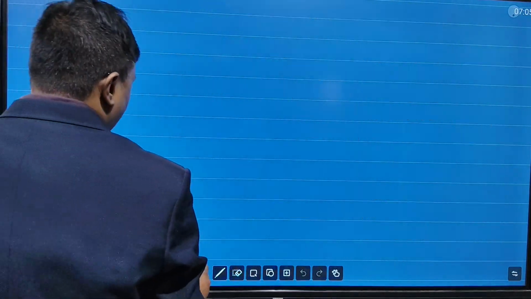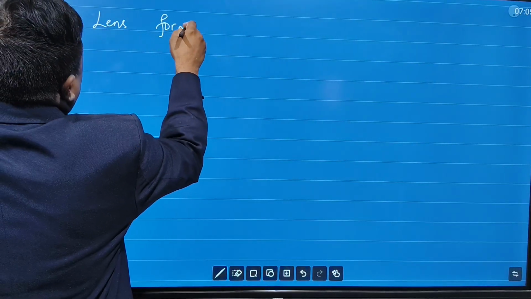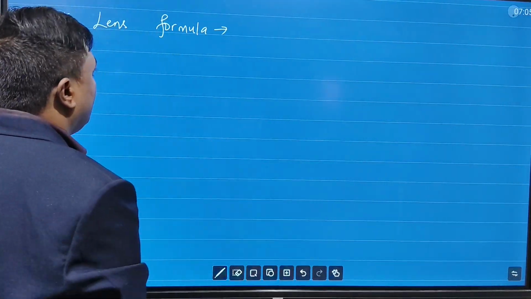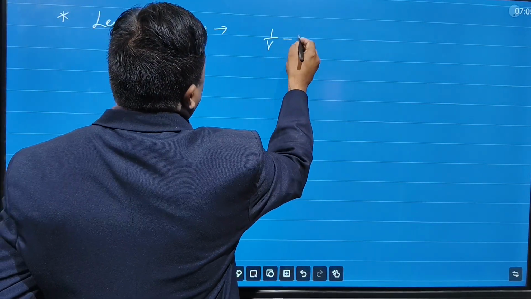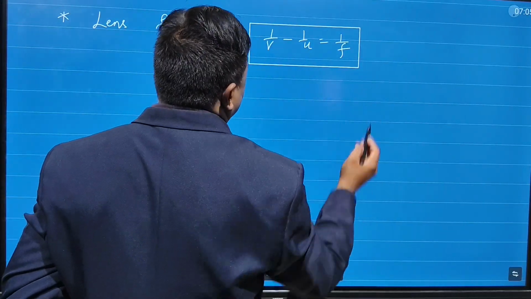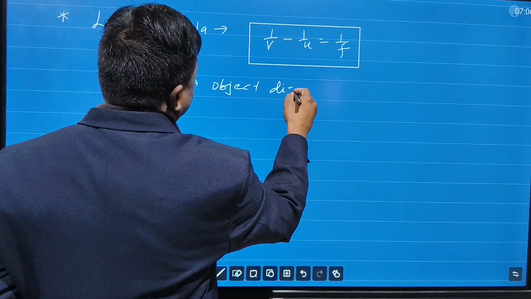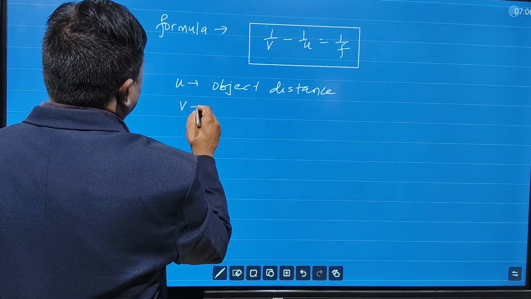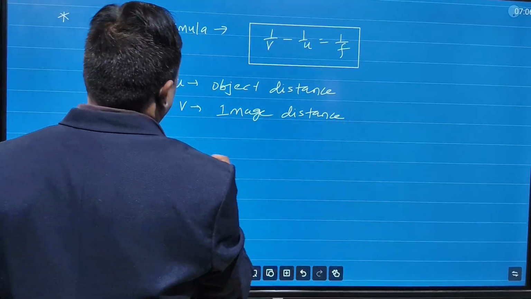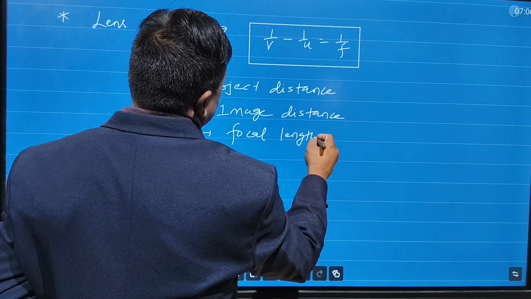We have one more concept called the lens formula. The lens formula is a relationship between the object distance, image distance, and focal length of a lens. The formula is 1/v minus 1/u equals 1/f. This is called the lens formula, where u is the object distance, v is the image distance, and f is the focal length of the lens.